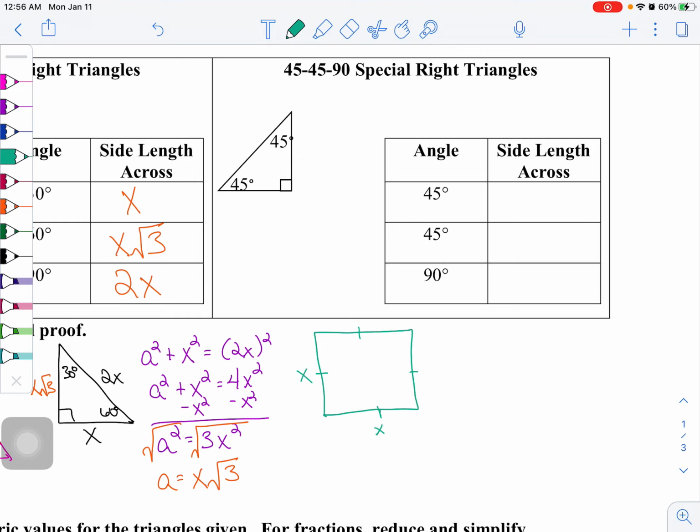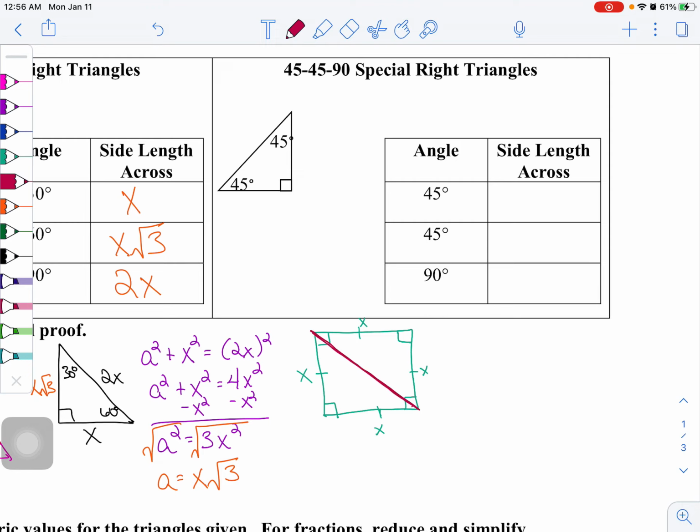All 4 sides are congruent. So if one side is x, all 4 sides are x. And all 4 angles are right angles. So far, so okay? Okay. So we're starting with a regular quadrilateral. All sides and all angles are equal. Now what I'm going to do is draw in the diagonal.